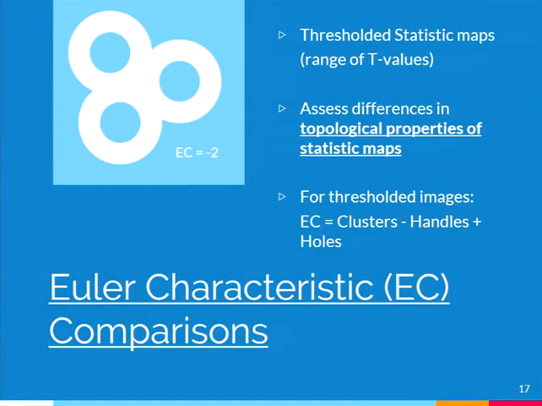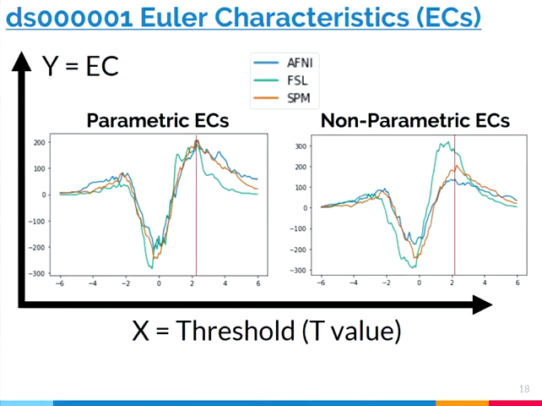The final method we used was Euler characteristics, and to summarize what this does, a way you can characterize the Euler characteristic is that it calculates the number of clusters minus the number of handles plus the number of holes in a thresholded image. So for high thresholds, what we expect is just to see clusters. So here the EC is just giving you the number of clusters. But for lower thresholds, what the EC is doing is giving you a topological signature of the images. So what we've done is we've thresholded our images over a range of t-values, and here I'm showing the Euler characteristic plots for parametric and non-parametric inference.